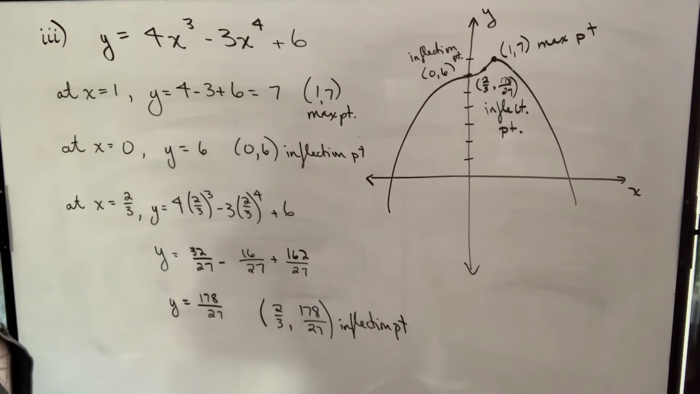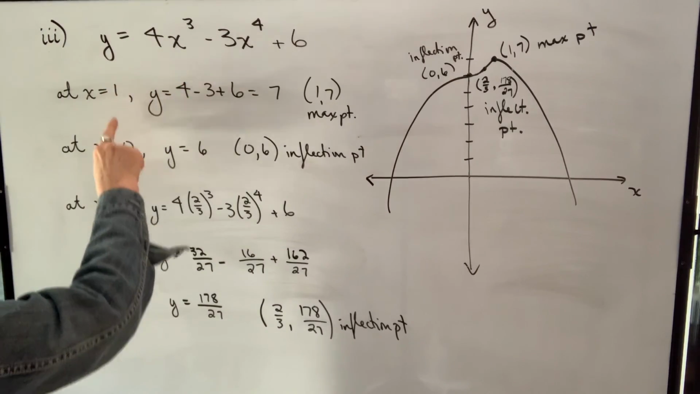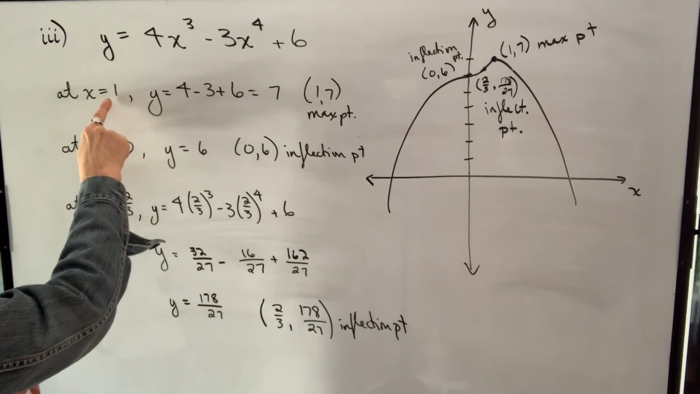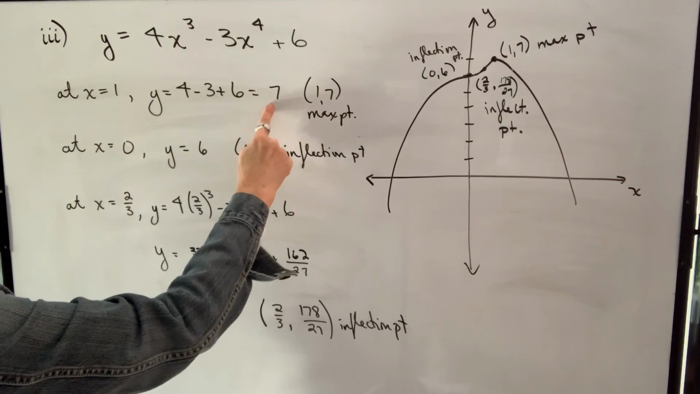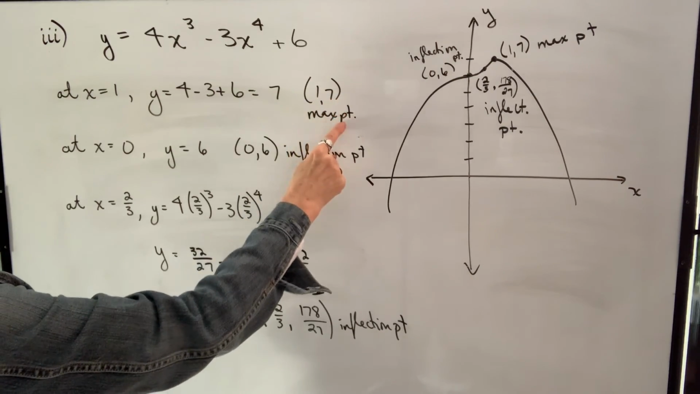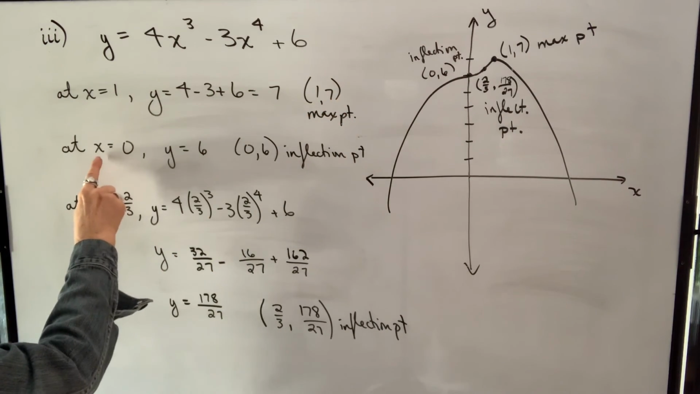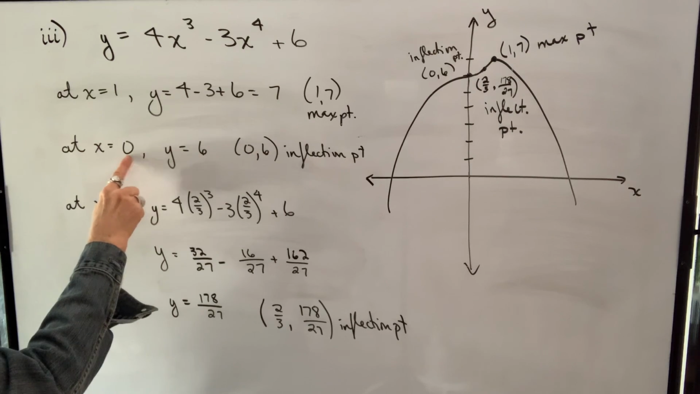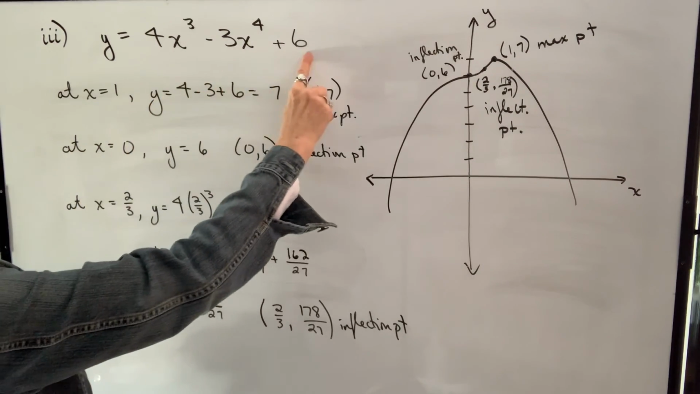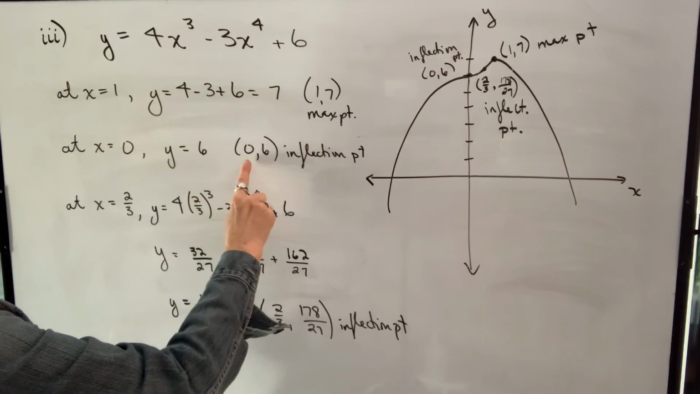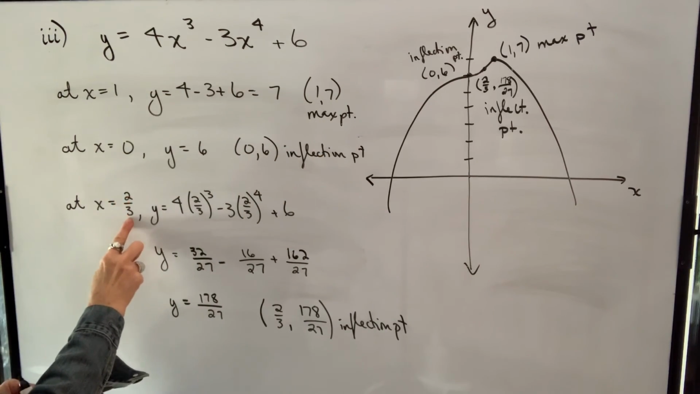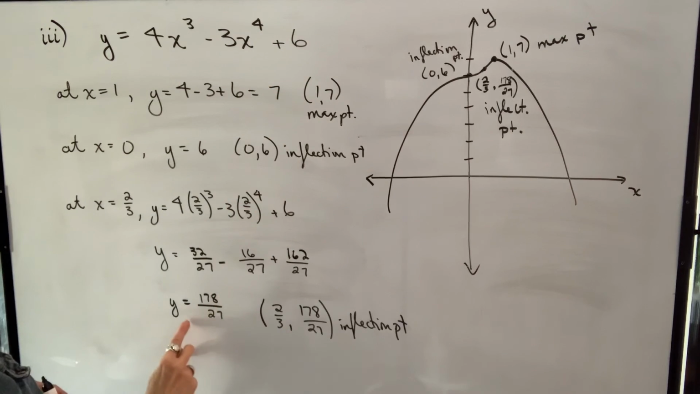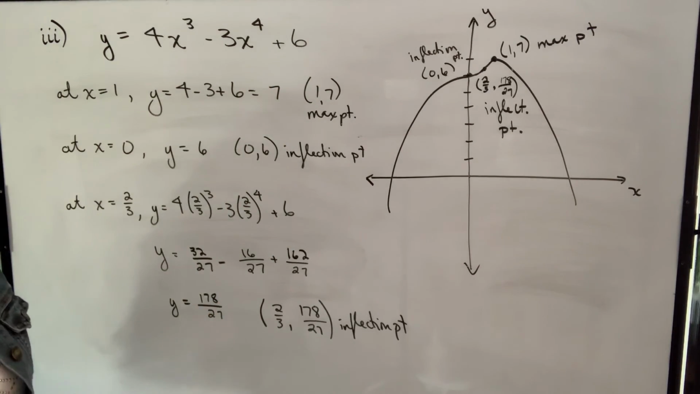So we need to find the y value at those 3 significant points. At our max point, we put 1 into our function. We find the y value is 7. So the point (1, 7) is a max point. At our 2 inflection points, we find the y value. So at x equals 0, we plug 0 in. We find y equals 6. So (0, 6) is an inflection point. And at x equals 2/3, we plug that into the function, and we find that y equals 178 over 27. So that's also an inflection point.